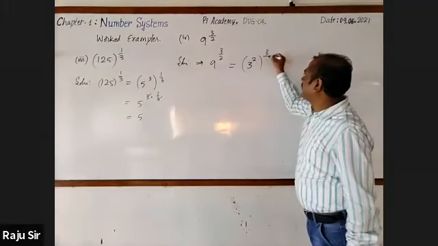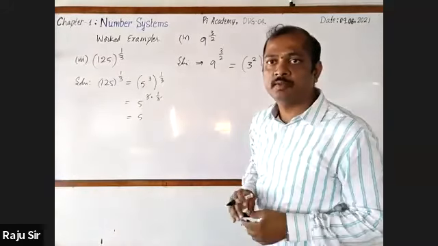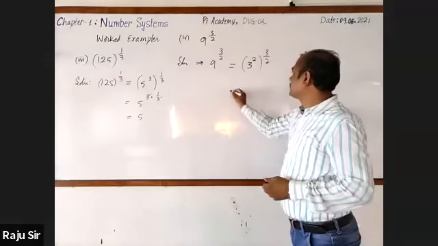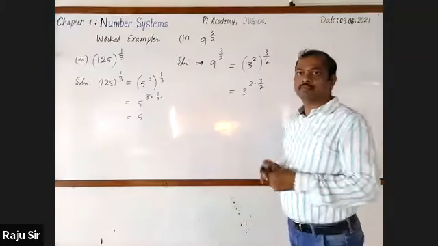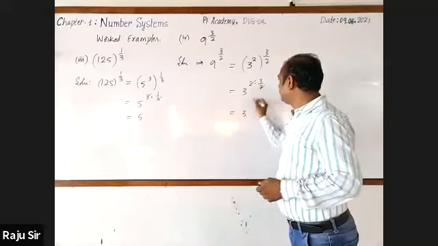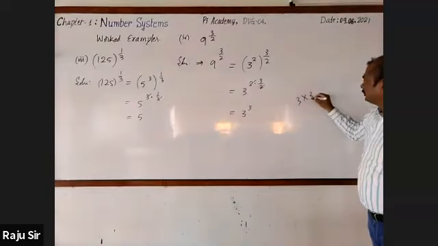Then 3 square, all raised to the power 3 by 2. It is equal to 3 raised to the power 2 into 3 by 2. 2 and 2 get cancelled. You will get 3 raised to the power 3. What is the value of 3 raised to the power 3? 27. Very good. 3 raised to the power 3 can be written as 3 into 3 into 3. 3 threes are 9, 9 threes are 27.